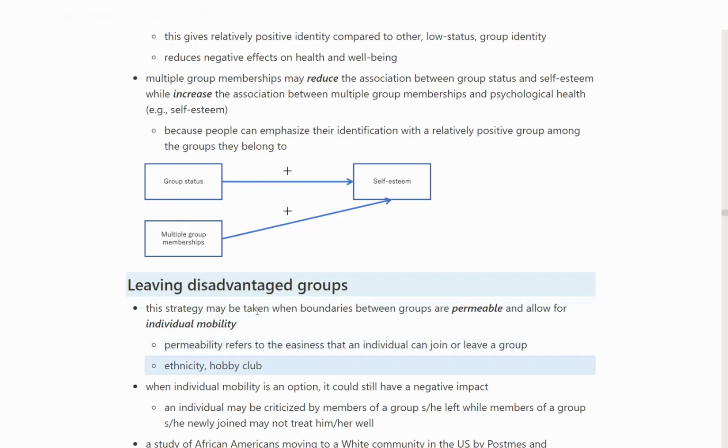So let's think about these two different kinds of groups, defined by ethnicity and by hobby club. Which group do you think has high permeability? Yes, the hobby group should have higher permeability because it should be easy to join or leave the group. But ethnicity is something that you are born with, right? So Asian people cannot become, like, white American, and then rejoin the Asian group later. It would be too difficult. So usually ethnicity has very low permeability, impermeable, okay?